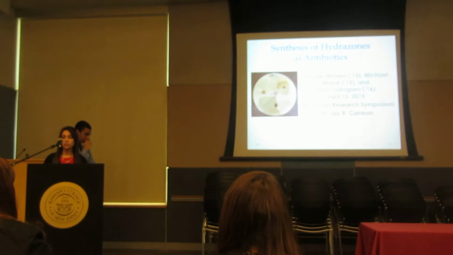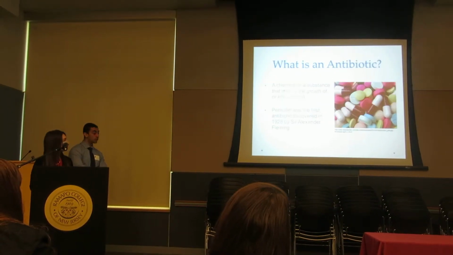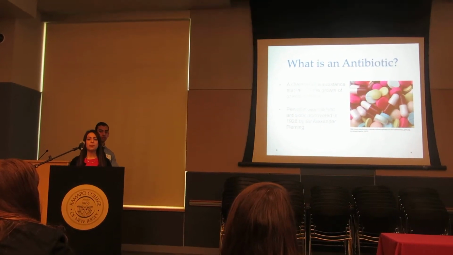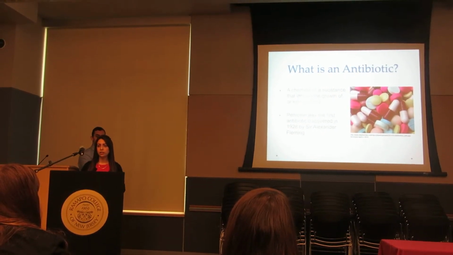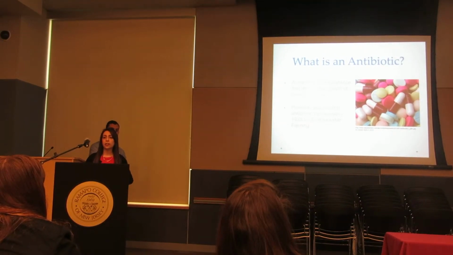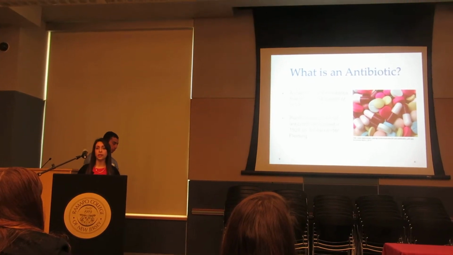Before we begin, I'd just like to give you a brief background on what an antibiotic is and why we use this combinatorial component. So what exactly is an antibiotic? An antibiotic is a chemical or a substance that will either kill live bacteria or inhibit the growth of bacteria. The first antibiotic to be discovered was in 1928 by Alexander Fleming, and this antibiotic was penicillin.